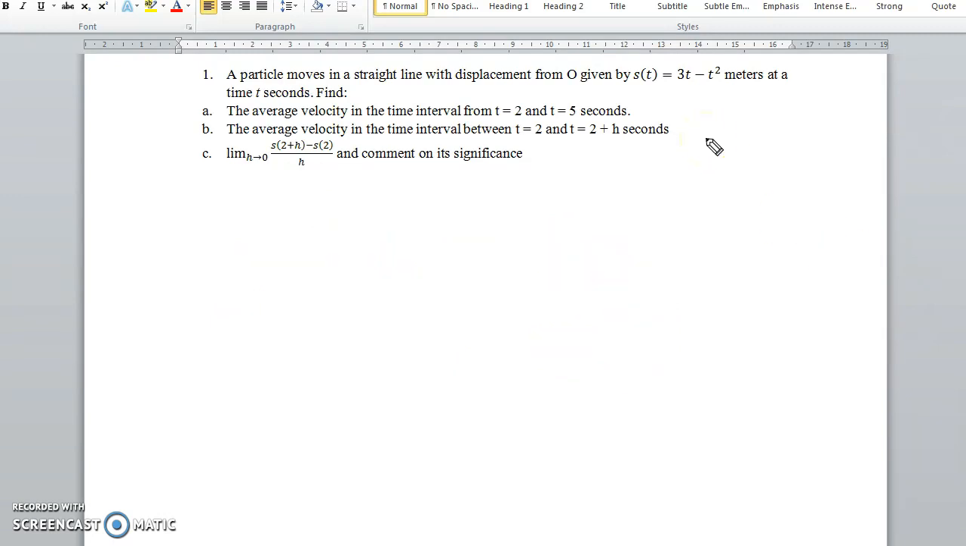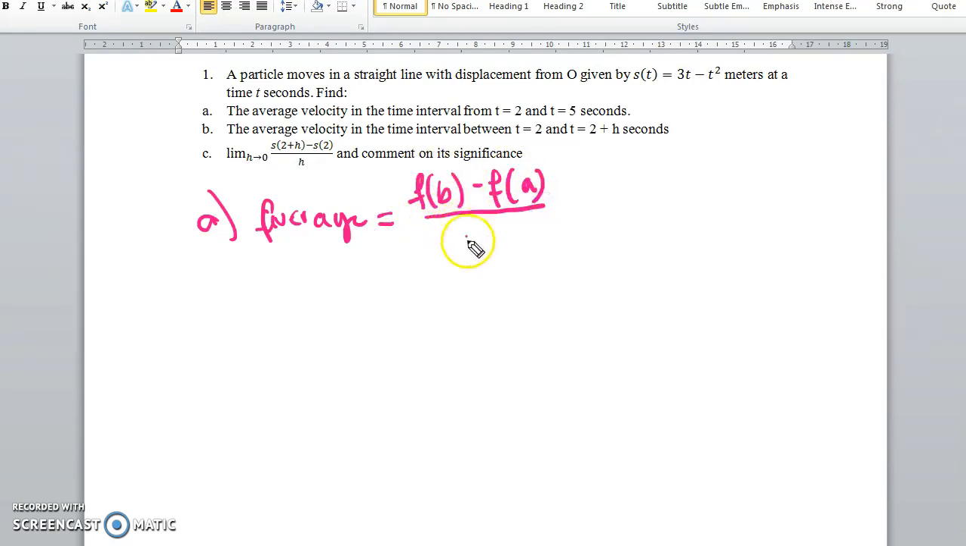Alright, so our average velocity is f of b minus f of a over b minus a. If we say a is 2, then f of a is going to be 3 times 2, so 6, minus 2 squared, which is 4. So that's 6 minus 4, which gives us 2.